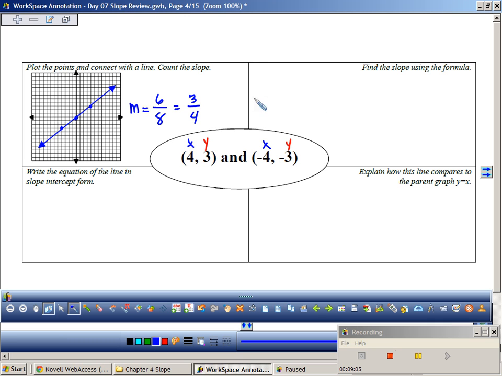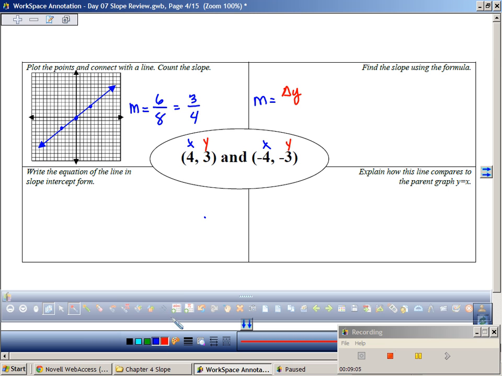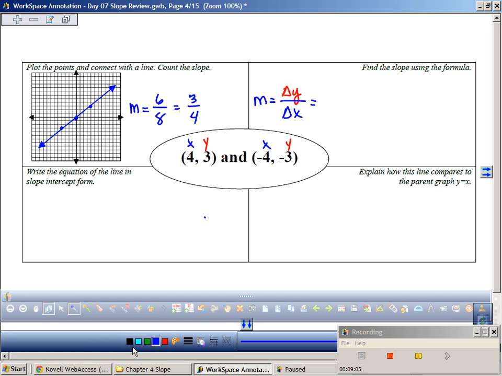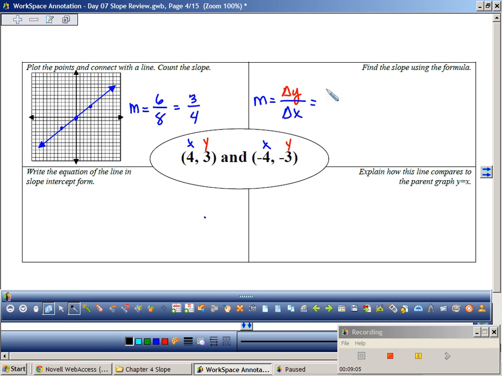All right, let's use the slope formula. What is the slope formula again? What are we measuring? The change in y over the change in x. Delta y over delta x. Okay. So again, I need my what? I need my skeleton.